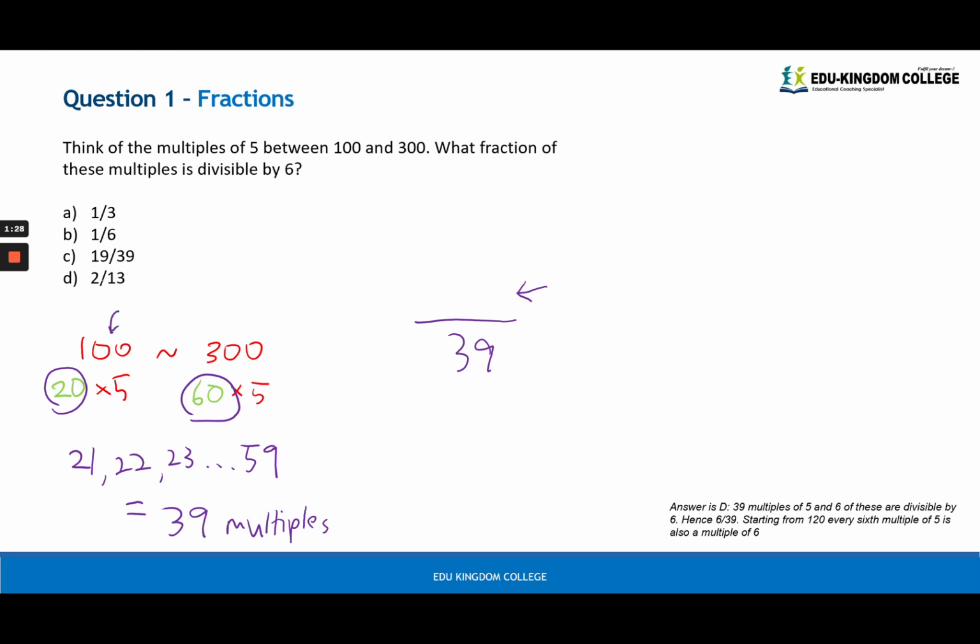In here, you can actually count the multiples by finding the things that are divisible by 5 times 6, which is 30. So what that means, starting from 100, what are the multiples of 30? We'll have 120, 150, 180, 210, 240, 270. Okay, so how many is that? 1, 2, 3, 4, 5, 6.